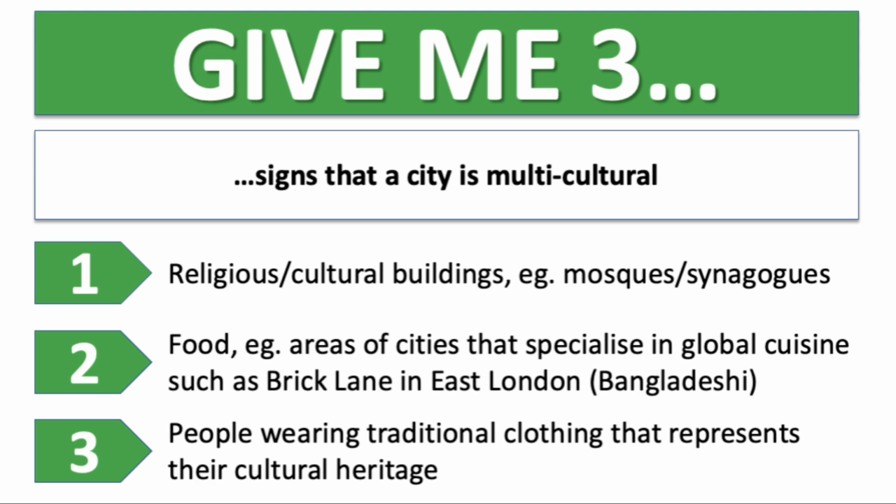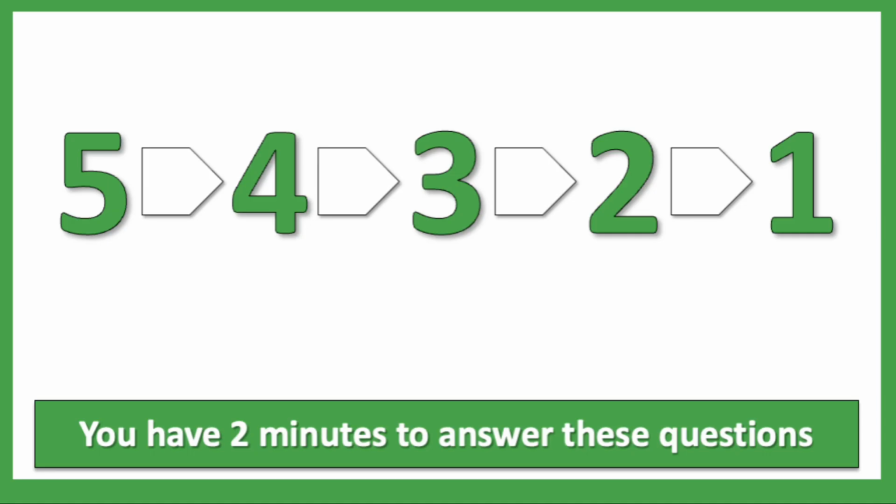You have, again, if we're looking at London, you've got Brick Lane in East London. You've got the Curry Mile in Birmingham. There's all sorts of places where there is a distinct link between food and certain cultures. And then we have number 3, people wearing traditional clothing that represents their cultural heritage. So again, depending on where you are, you're much more likely to see clothing that perhaps we wouldn't traditionally think was part of UK heritage, although it is becoming more and more part of it because obviously we are a really multicultural country.